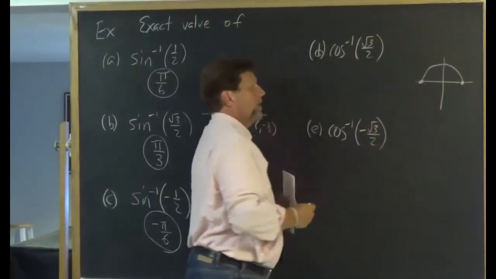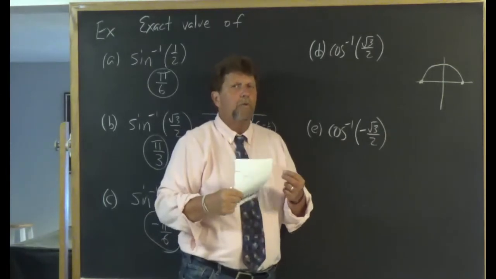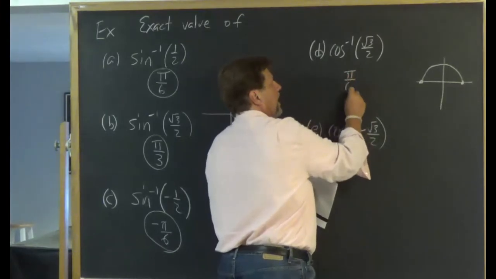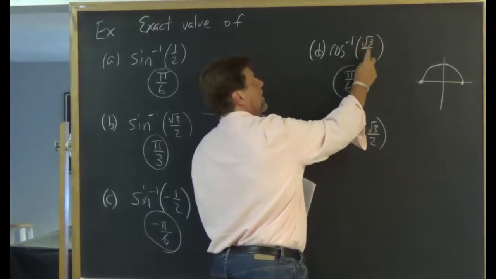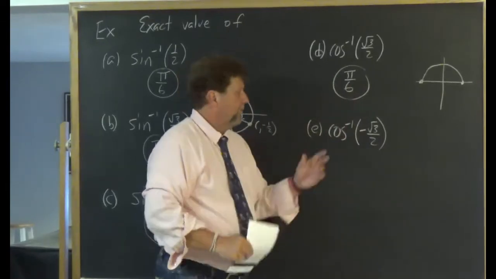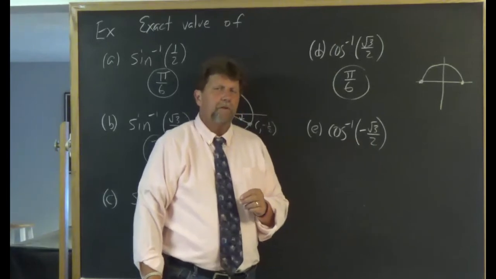Remember, that's an x-coordinate. So the angle, when I do the cosine of that angle, I get square root 3 over 2. That angle is pi over 6. So inverse cosine square root 3 over 2 is pi over 6. Part E, inverse cosine negative square root 3 over 2.